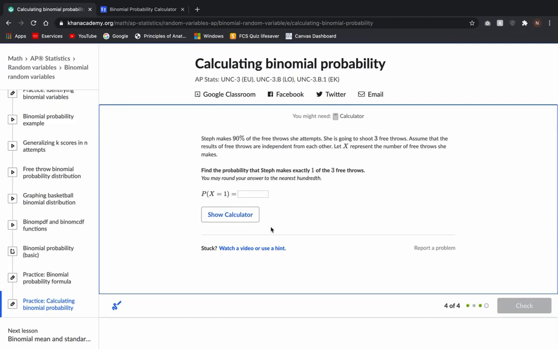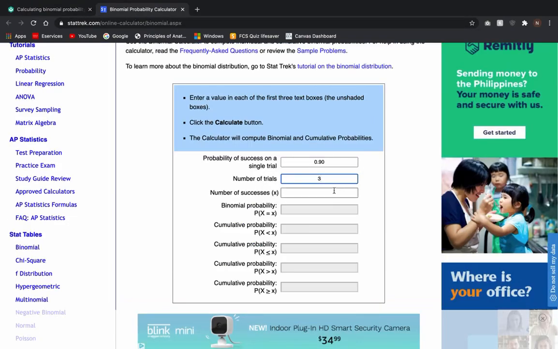Now, to know what the number of successes is asking for, we have to go back into the question and see what they want us to know about. So looking at the question, it says, find the probability that Seth makes exactly 1 out of the 3 free throws. So out of the 3 trials, we want to know the probability of just getting 1 free throw inside the hoop. So we're going to put 1 in the calculator for number of successes.